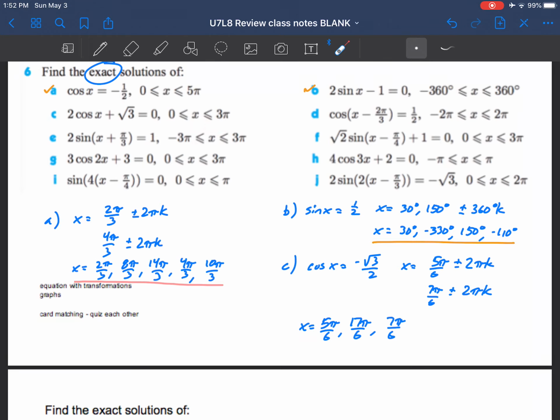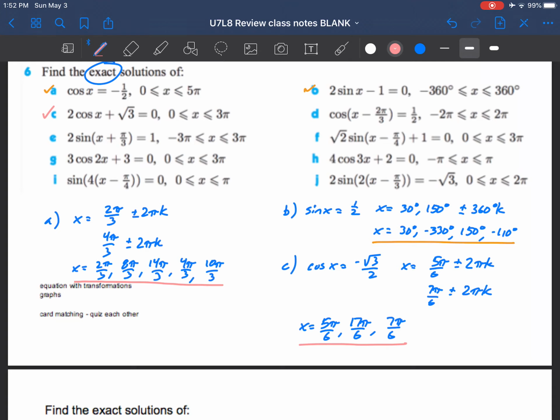And this general solution just gives this. Okay, if I add 2 pi, that would be 19 pi over 6. That's too big. If I subtract 2 pi, it's negative. So there's our answer to C. Check.